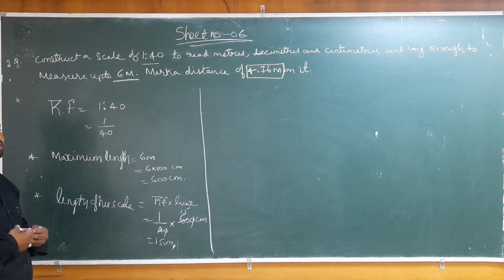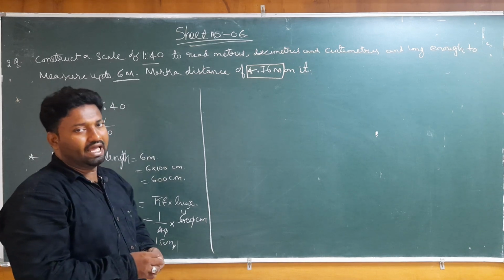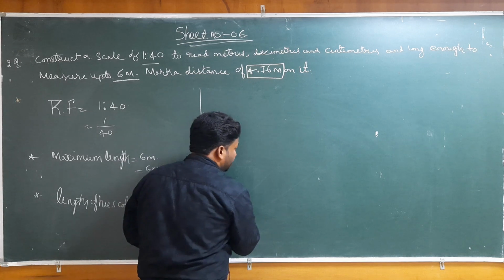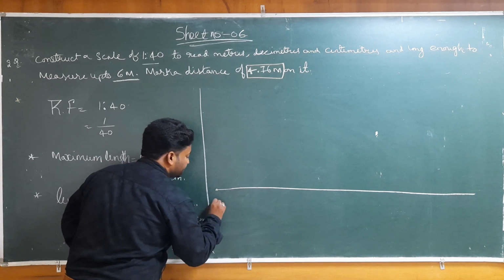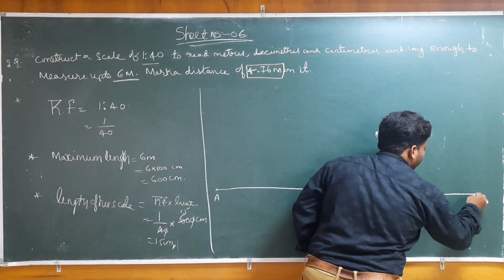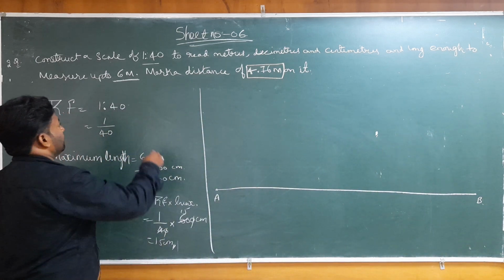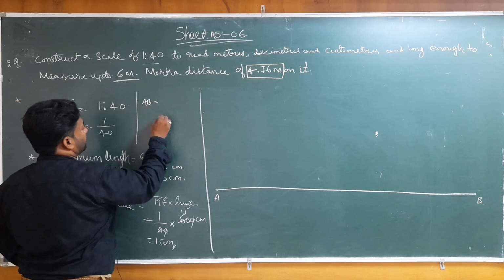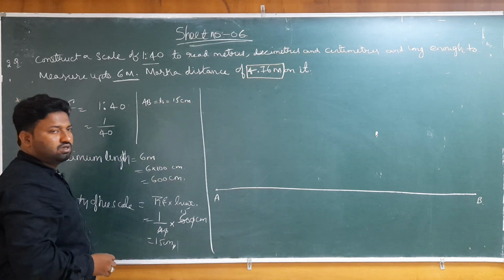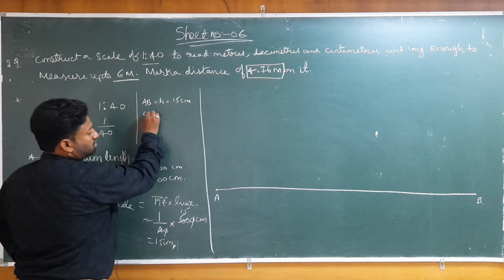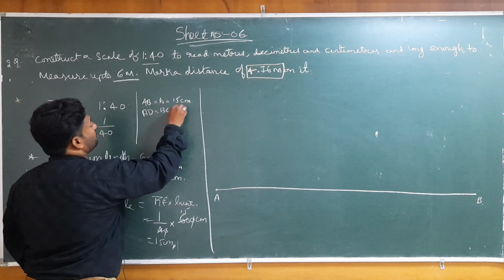Now we have to represent this value and draw a diagram. We have to draw a diagonal scale. Suppose this point is A and this point is B. AB is equal to the length of the scale, LS, which is 15 centimeters. Now AD is equal to BC is equal to 5 centimeters.